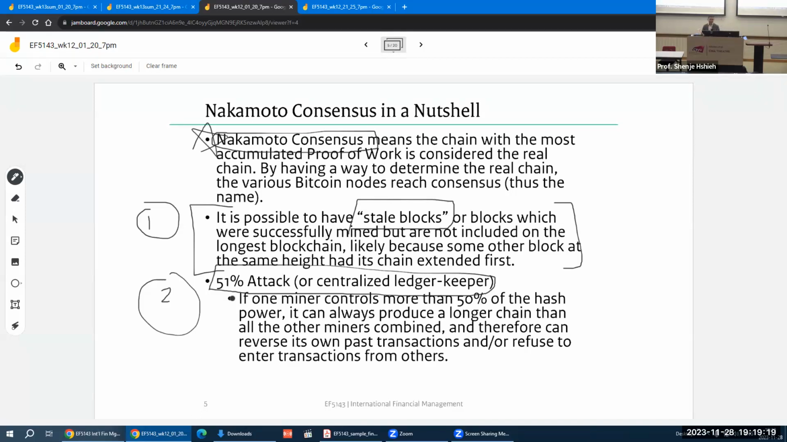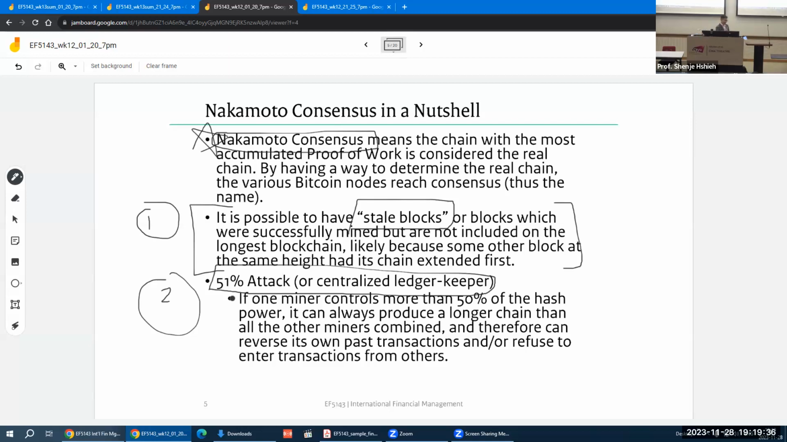So even though it's hard to sustain a 51% attack, it's still possible, in which case the entire blockchain could be compromised. And if that's true, then you would never transact on it anymore, right? Okay, so that's the pros and cons of Bitcoin.